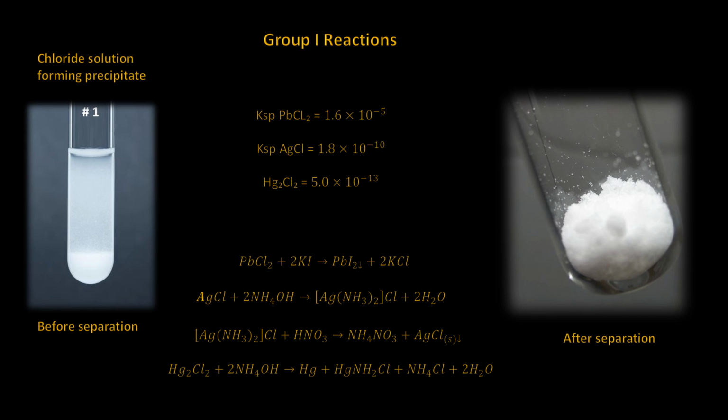For the mercury, the reaction will be the mercury chloride plus the ammonium hydroxide will give us elemental mercury plus mercuric amido chloride, ammonium chloride, and water. The mercurous complex will partially decompose into finely divided liquid mercury, which presents itself as a black color as a confirmation for mercury.